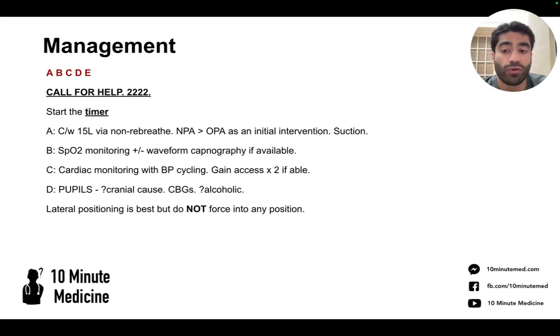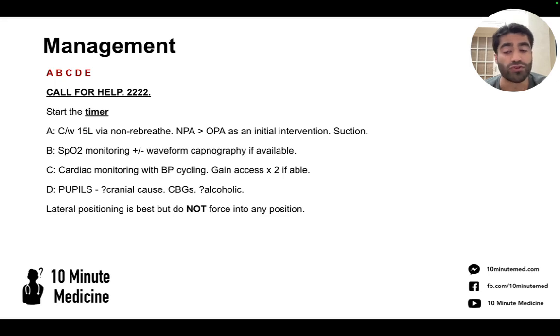Then for C, you want to get them on cardiac monitoring with their BP cycling regularly, and you want to gain access, if able, ideally to two sites for giving medication or fluids, and also in this situation, you want to be taking bloods and cultures, so you can start your investigations.